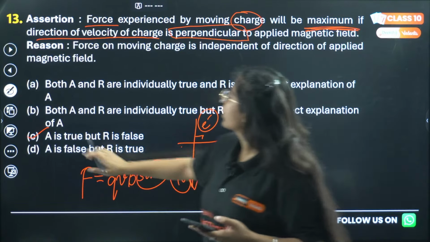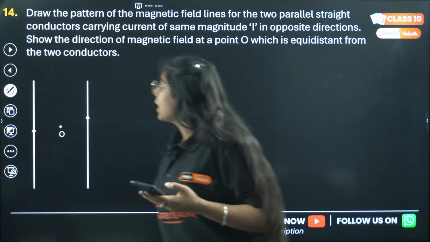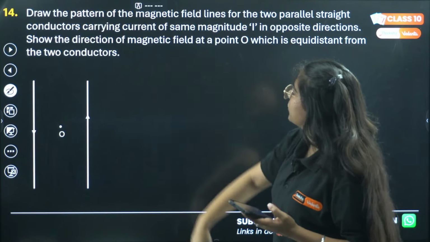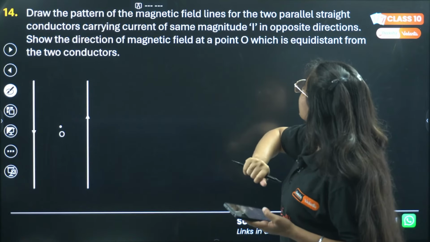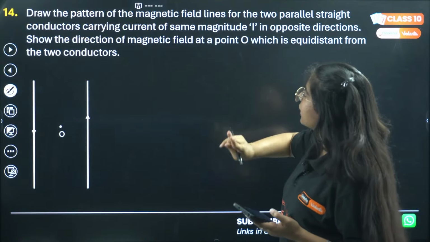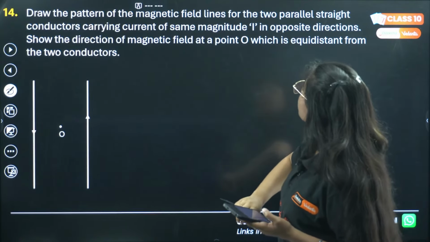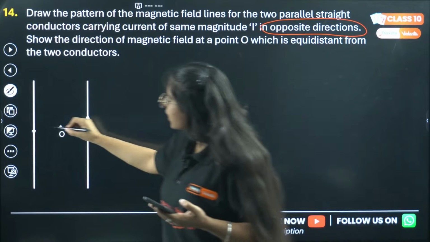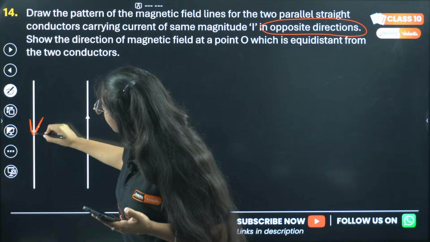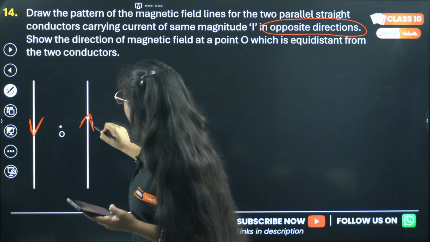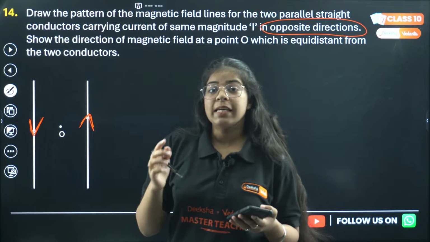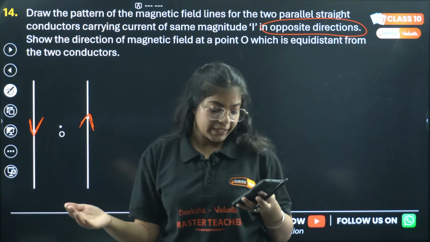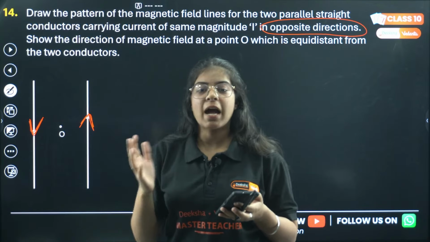Okay, moving to the next question. Oh, this is a good question. The first part I will do. Draw the pattern of the magnetic field lines for two parallel straight conductors carrying current of the same magnitude I in opposite directions. So let's say in this wire the current is downwards and in this wire the current is upwards. Now, the hand rule which I'll use is either the left hand or right hand. Just tell me which hand rule I will use.